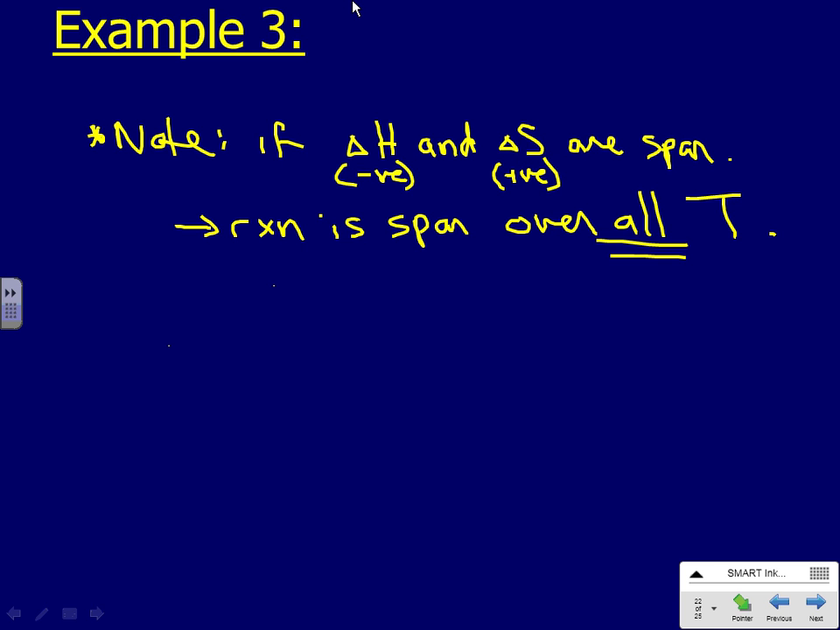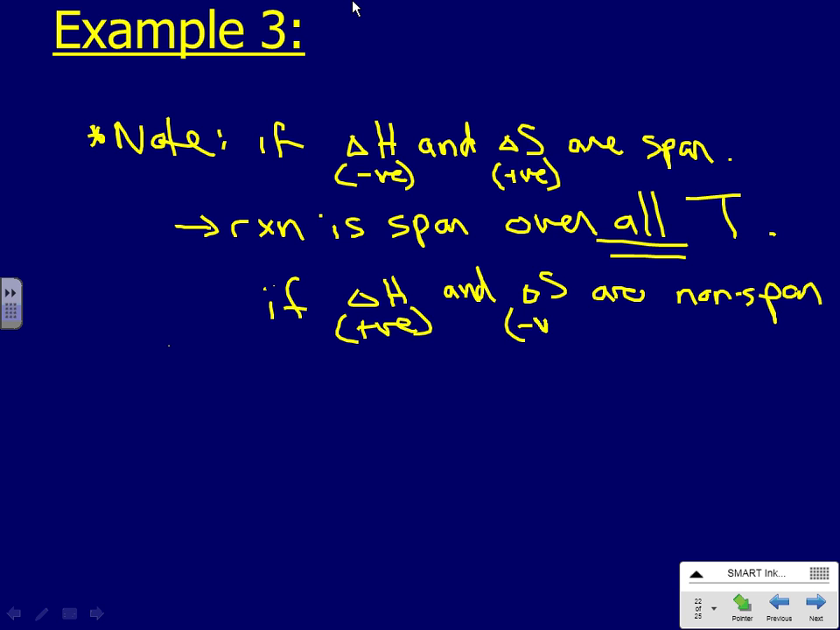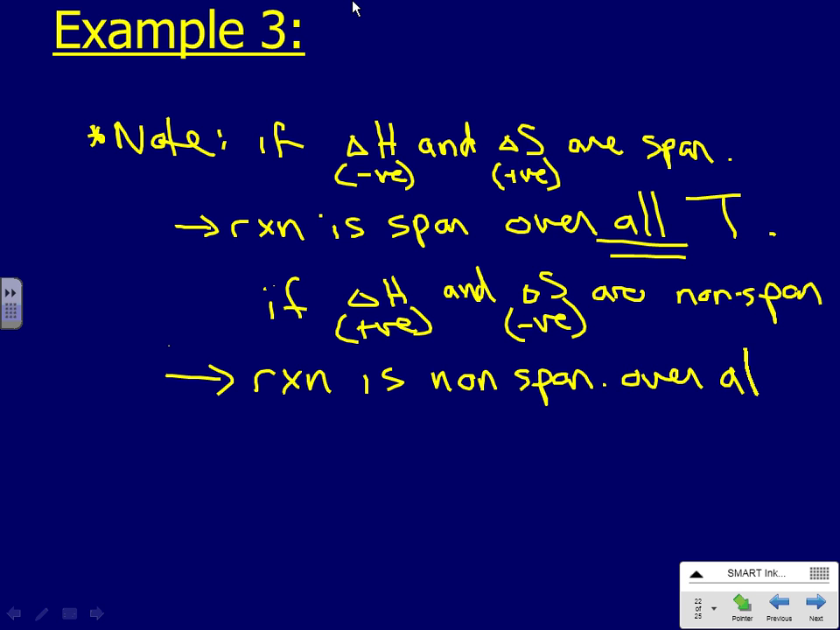All right? And I guess the second situation, if delta H and delta S are non-spontaneous, in other words, positive and negative, again, notice opposite signs, there will be no number that you can calculate, then the answer is the reaction is non-spontaneous over all temperatures.